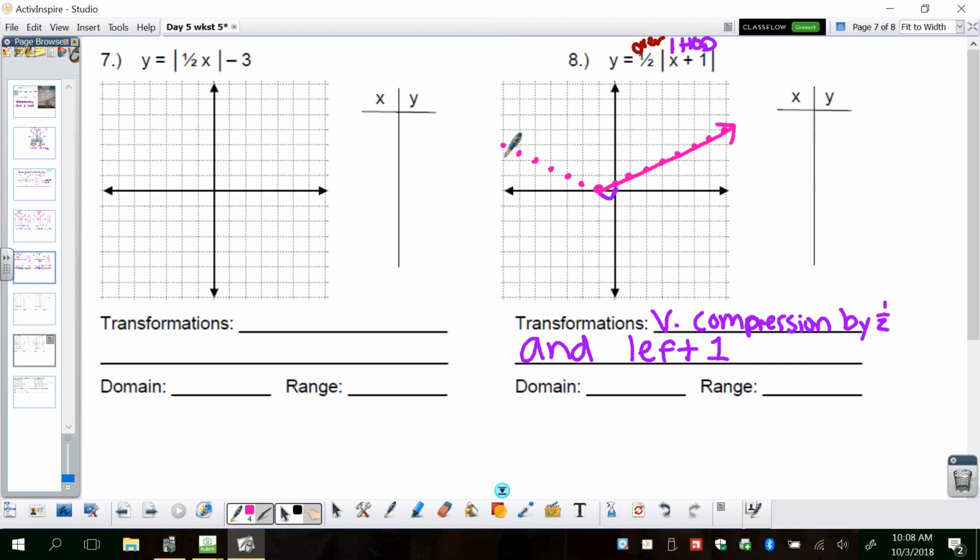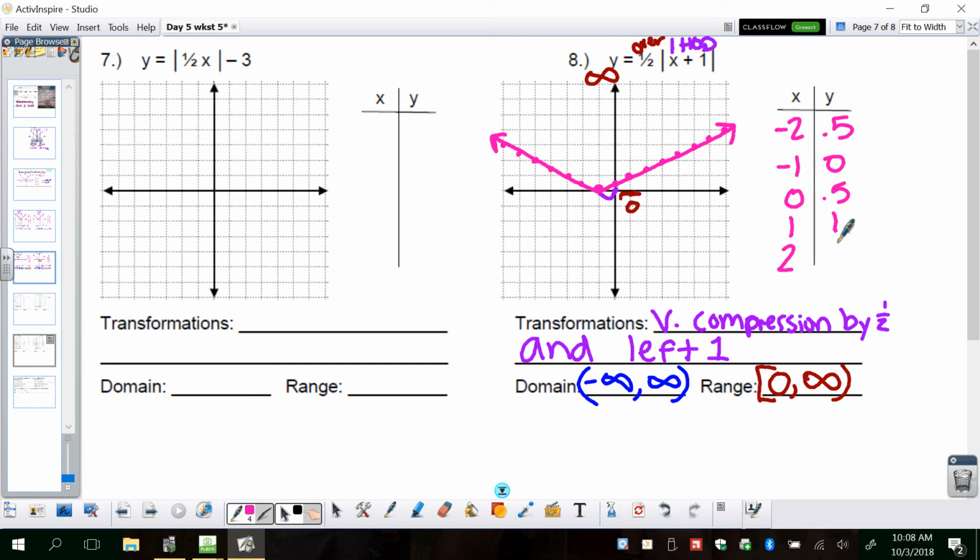If this confused you, could you have just typed it in your calculator? Yes. Okay, this is what it should look like in our calculator. Did the domain change? No. Did the range change? Not from the original. So it's still just 0 to infinity. But when I fill in my table, -2 is up a half. -1 is up 0. 0 is up a half. 1 is up 1. And 2 is up 1.5.